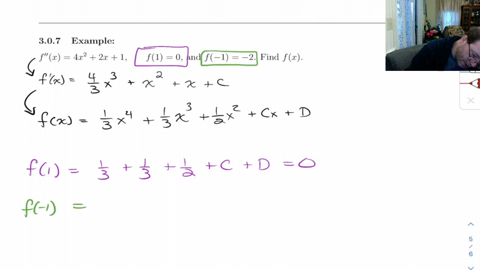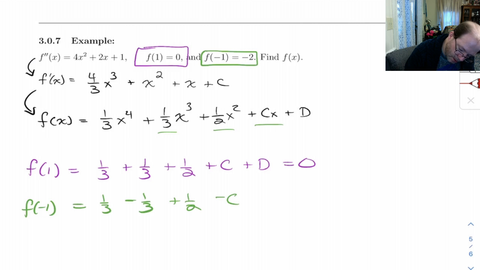When you plug in -1, keep in mind what that's going to do. For the things with an even exponent, the x raised to that exponent is going to be +1. And for the ones with odds, it's going to be -1. So this becomes 1/3, then -1/3. Then this will be plus 1/2. This will be minus c. This is still just d. And these add up to -2.